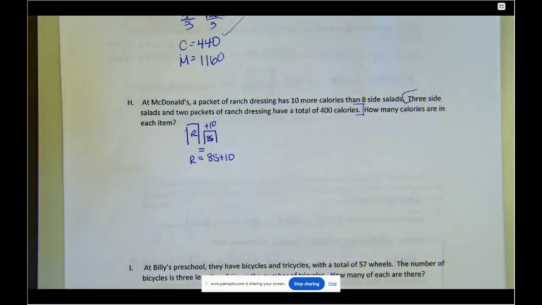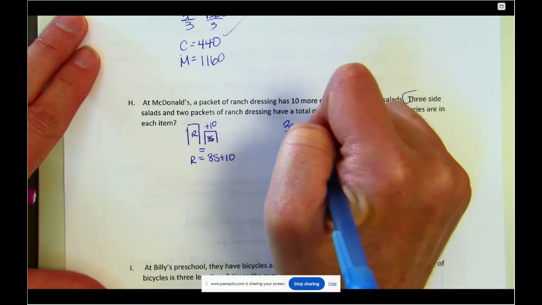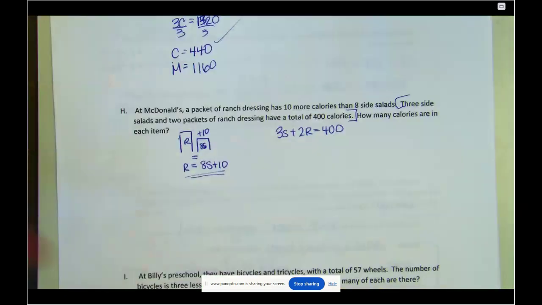3 side salads and 2 packets of ranch dressing have a total of 400 calories. So are we comparing? No. Okay, what's the equation for that? 3S plus 2R equals 400. Yep. Okay. Now, the nice thing I like about these, if you like substitution, most of the time these end up as a substitution question. So I would like you to substitute that one just for the sake of practice. Okay, so please solve that one. Make sure that you're answering the question in words.